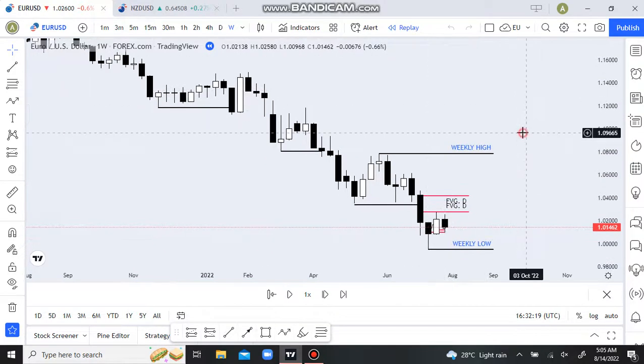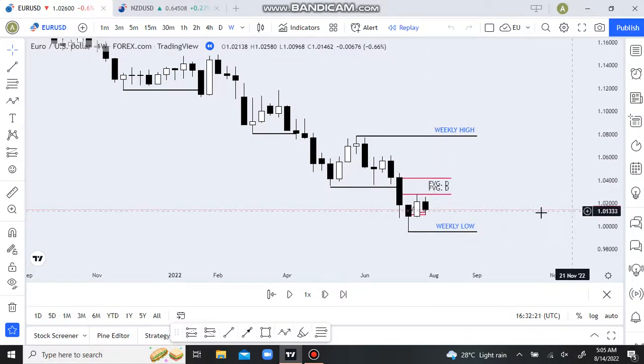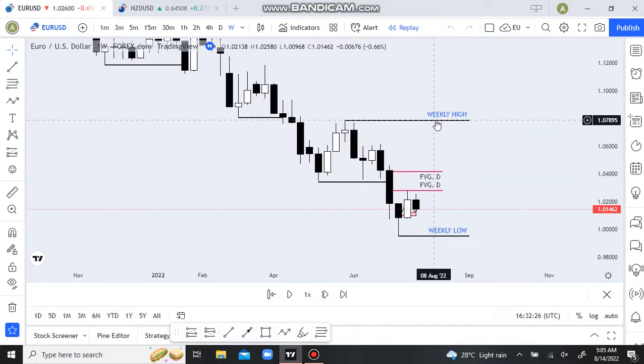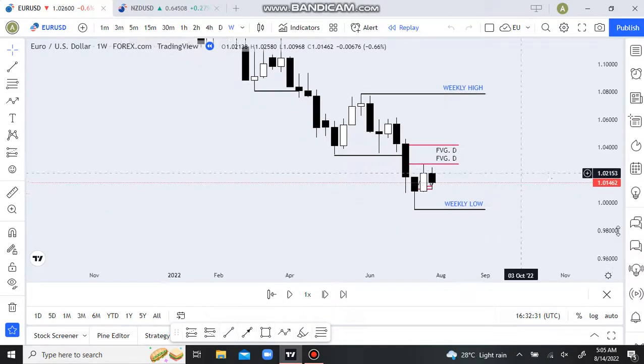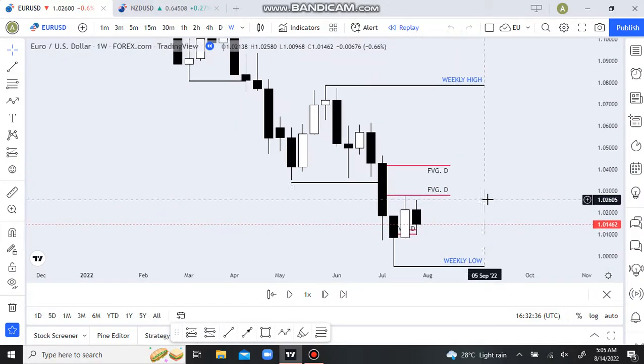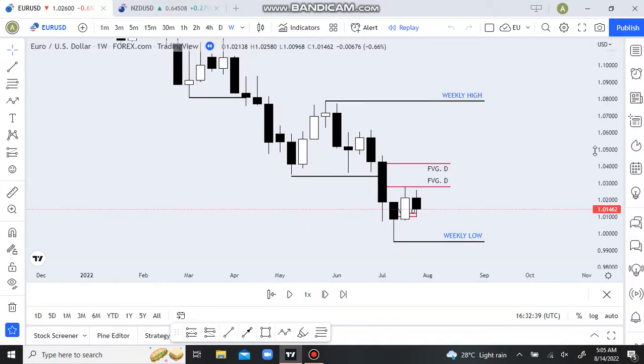On the weekly time frame you have to identify your weekly range. This is my weekly high, this is my weekly low. As you can see, though our order flow on the weekly is bearish, currently we've broken structure here and we've made a swing low. As I told you in the first video, a swing low is a low that's lower than the candle on the left and also lower than the candle on the right.